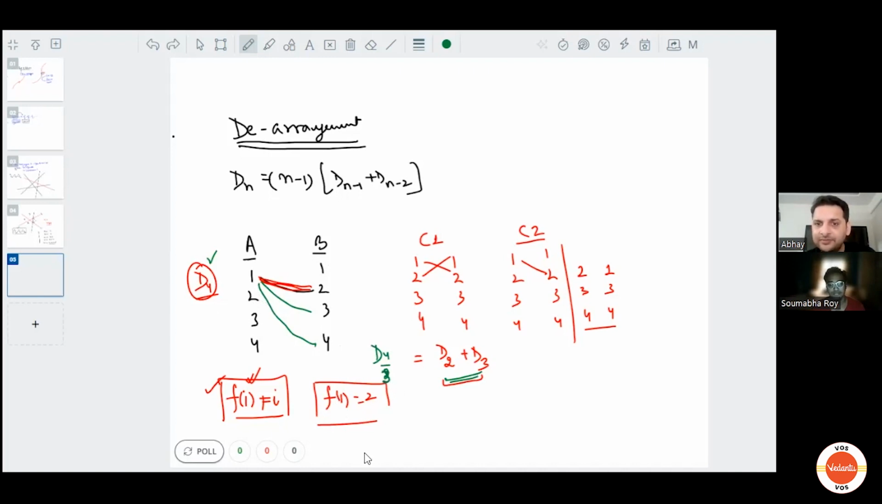Yes, sir. The count of 1 goes to 2 is going to be equally divided amongst 1 goes to 2, 1 goes to 3 and 1 goes to 4. So we have D4 is equal to 3 times D2 plus D3. This is nothing but this formula only. So the same thing you can do. Yes, sir.